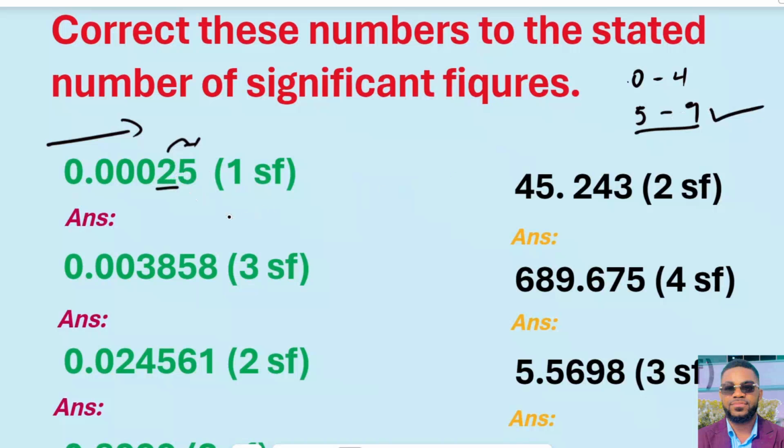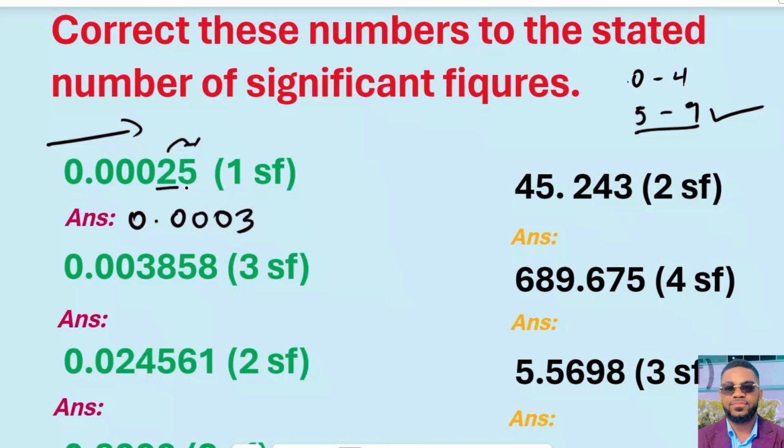So we are going to add 1 to the preceding number, which is 2. So we are going to get 3 here. I hope you understand that. So we maintain these 0.000. So that's going to be 0.000. And now this 2 turns to what? 3. So that is our answer.